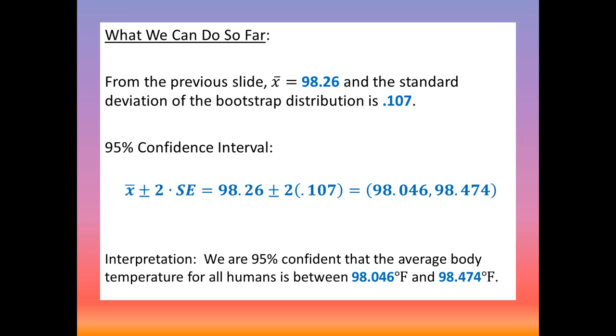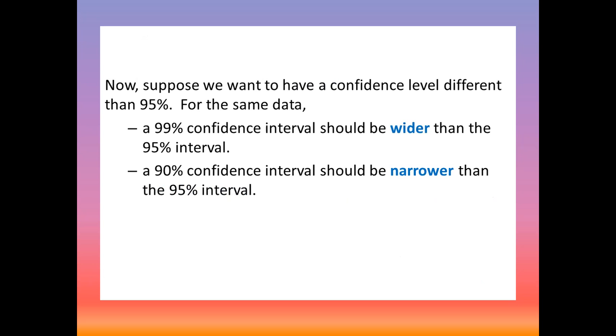Well, what if the confidence level changed? Suppose we want a confidence level different than 95%. For the same data, a 99% confidence interval should be wider, and a 90% confidence interval should be narrower. The reason is that generally, if you have a higher confidence level, if you're going to be more confident that you're capturing the parameter, you would need a bigger interval. Conversely, if you have a lower confidence level, if you're not going to be quite as confident that you're capturing the parameter, then you don't need an interval that's quite as wide. In general, higher confidence level, you need a wider interval. Lower confidence level, you would need a narrower interval.